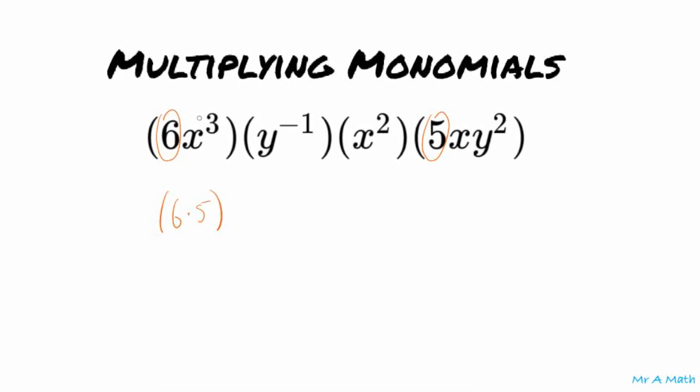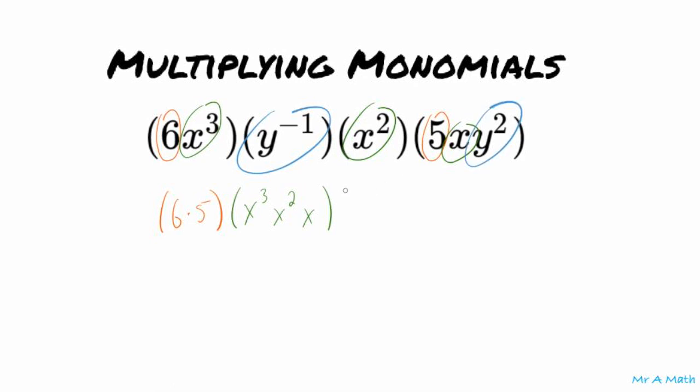And then in green, maybe I'll take all of my x values. So I can see I have x to the third power times x to the second power times x as my x terms. And then I can take maybe some blue and do y to the negative first power times y to the second power.